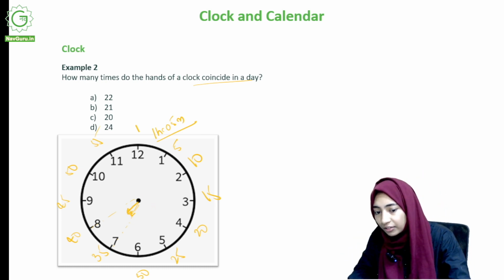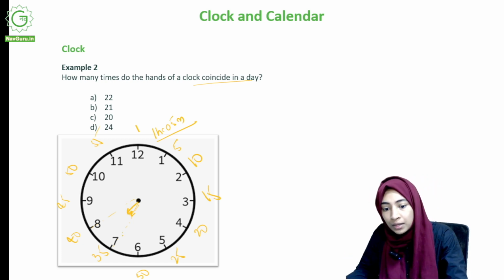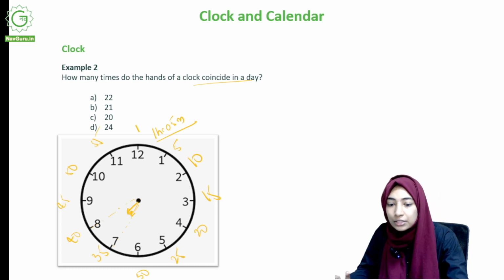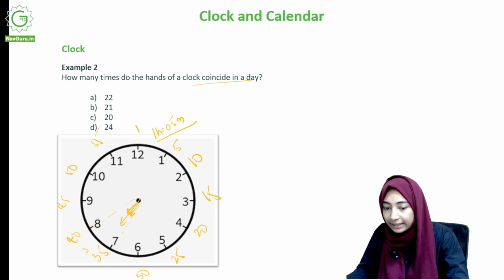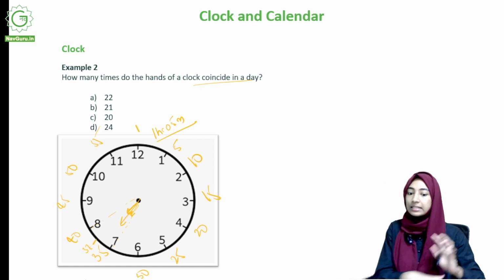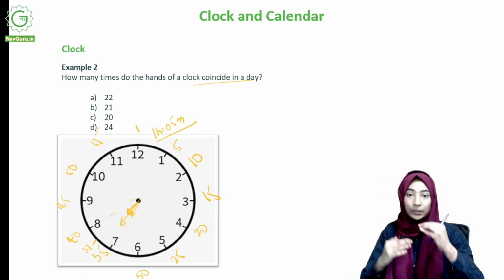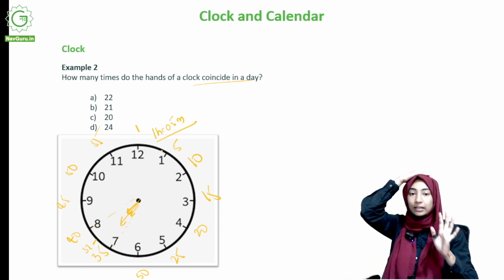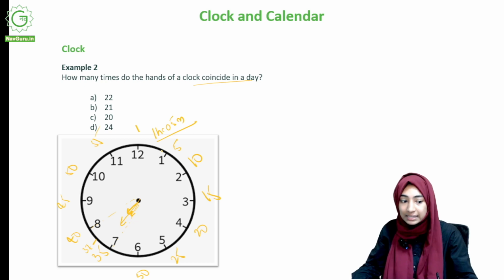So at 7:35, it will be somewhere between 7 and 8. Okay, so they will not coincide at 7:35. They will coincide somewhere at like 7:37 or 7:38, around that. They will not coincide exactly at 7:35. So I hope this is clear. Why do they not coincide exactly at 7:35?